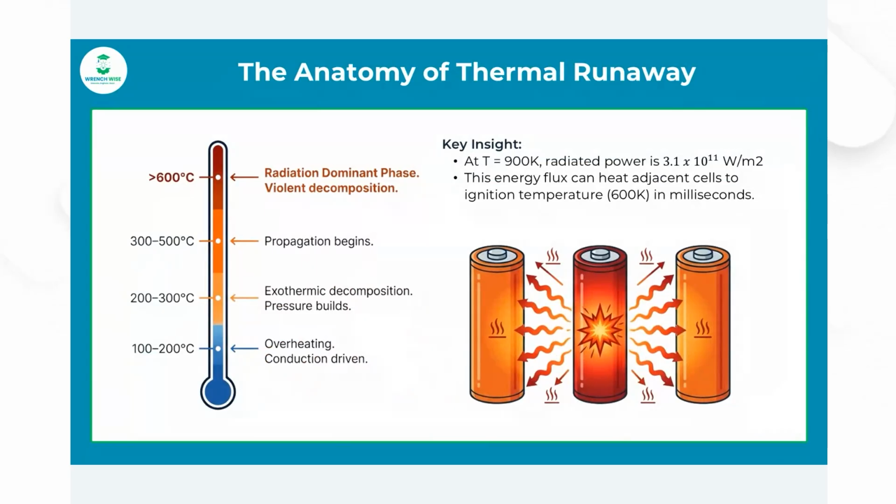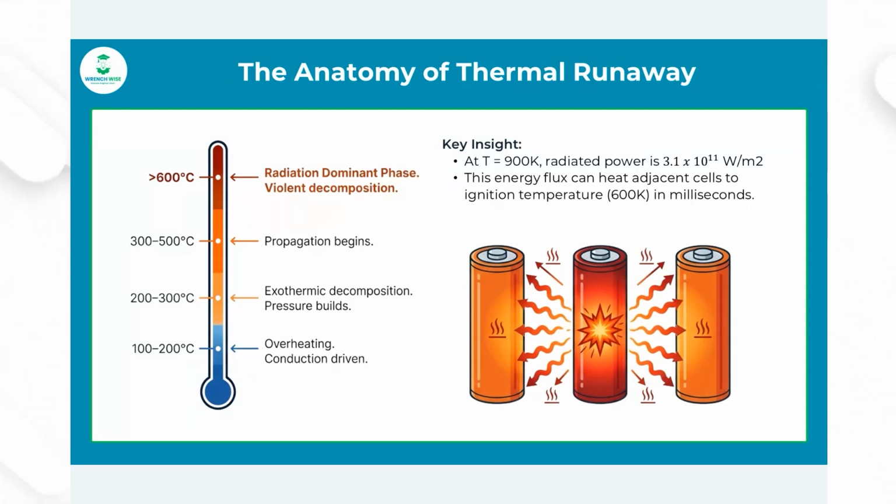Now, let's walk through the life cycle of a battery failure using the scale on the left. We start at the very bottom, 100 to 200 degrees Celsius. This is standard overheating. At this stage, heat transfer is driven primarily by conduction through contact points. As we climb to 200 to 300 degrees Celsius, we enter exothermic decomposition. The chemistry inside the cell begins to break down and release its own heat. Pressure builds up inside the casing, and as the temperature rises above 600 degrees Celsius, the tipping point occurs. As the red section indicates, we enter the radiation-dominant phase, violent decomposition.